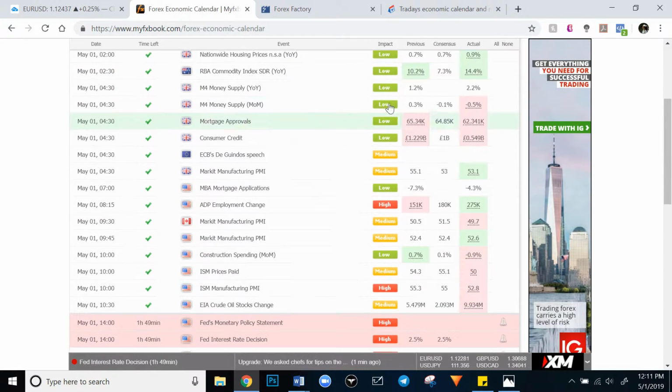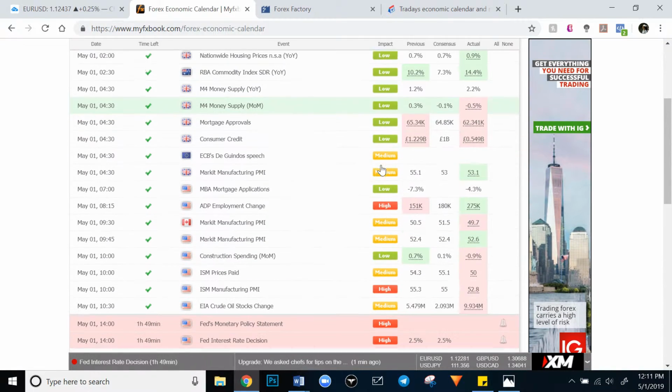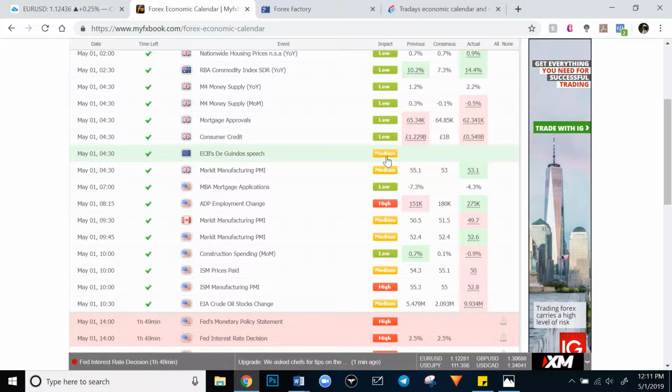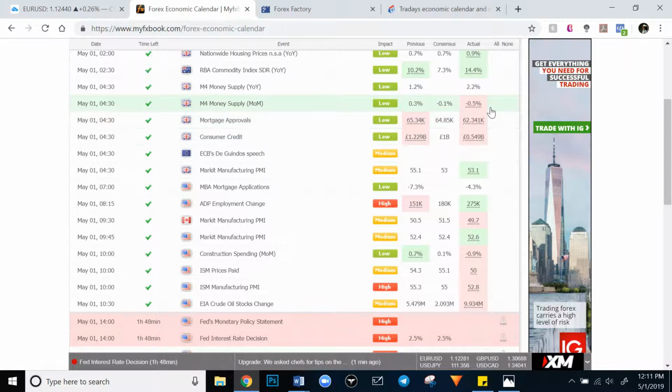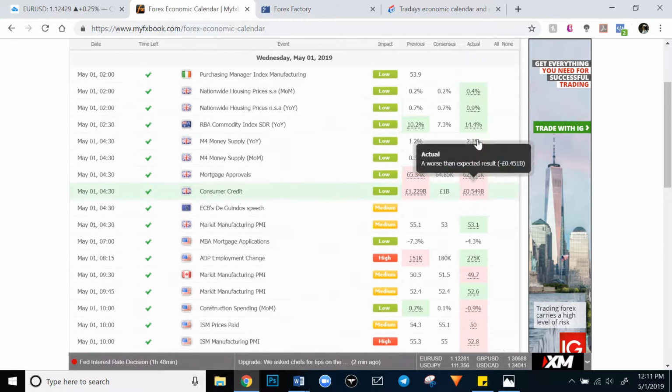Now the impact: low impact means it's not going to affect the pair as much. The yellow one is a medium, and then the red one is what you should look out for. The medium and the high impact news is what you should look out for before you enter your positions. Now the red is worse than expected, and the green is better than expected. Just hover over the results and you'll see.